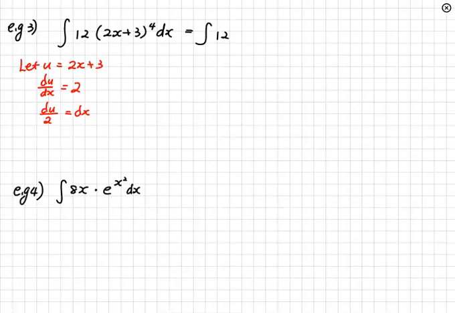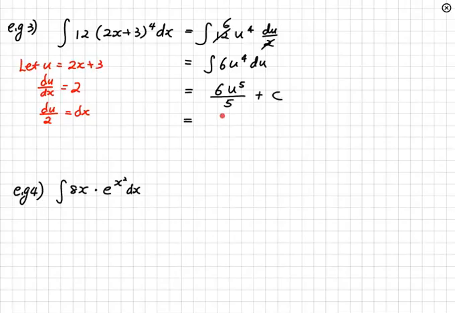So I have 12 times by u to the power 4. Replace the dx with du on 2. And we can simplify it. So that's 6. So I have 6u to the power 4 du. All I need to do now is integrate it. So I have 6u to the power 5 divided by 5 plus c.